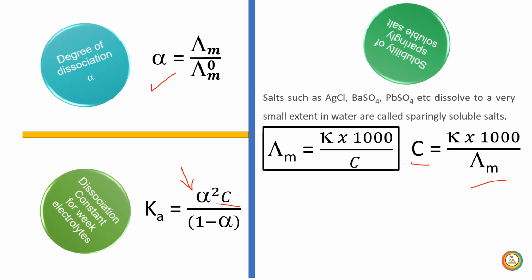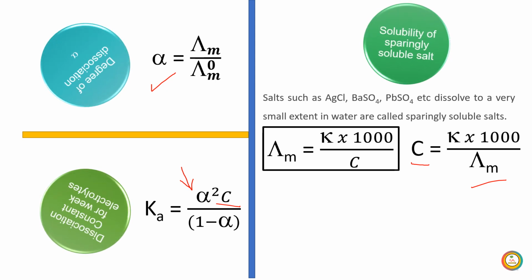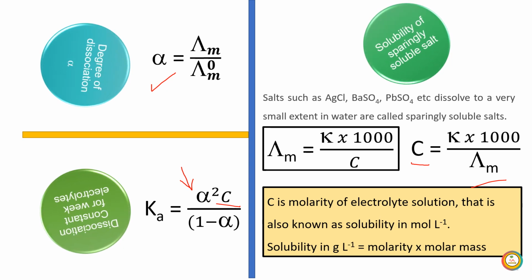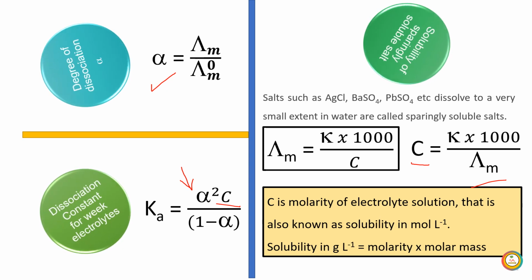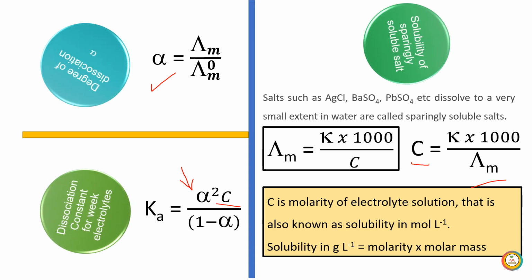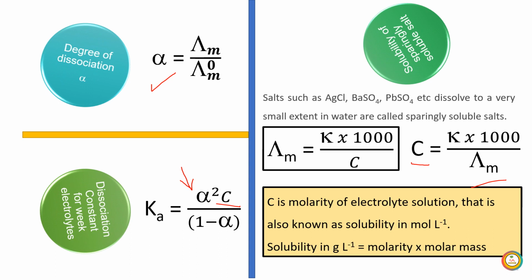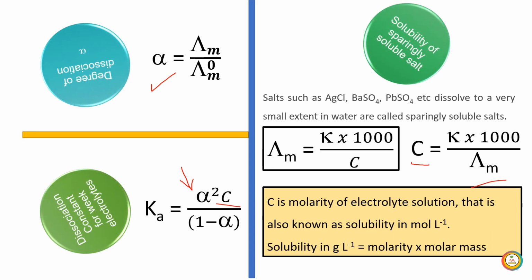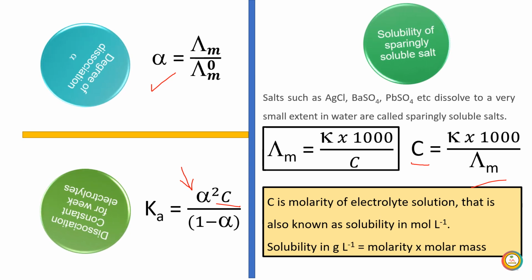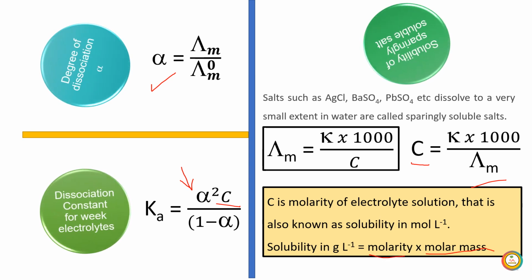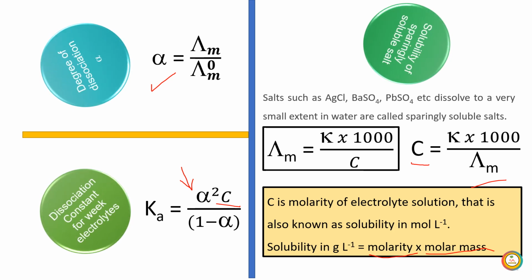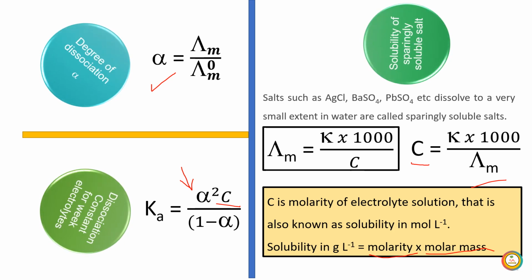C means concentration, that is the molarity. Molarity means mole per liter. So that is again a solubility. That is a type of solubility, and the unit of that solubility is mole per liter. If we want to find the solubility in gram per liter, then we multiply this concentration with the molar mass. That tells us the gram per liter solubility. So these are the applications of Kohlrausch law.